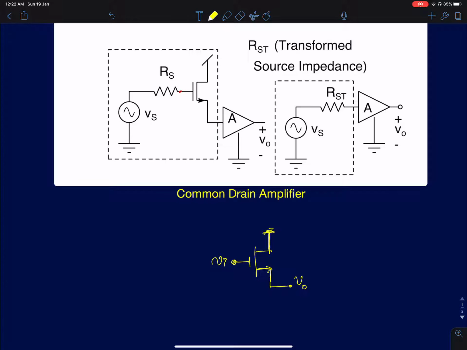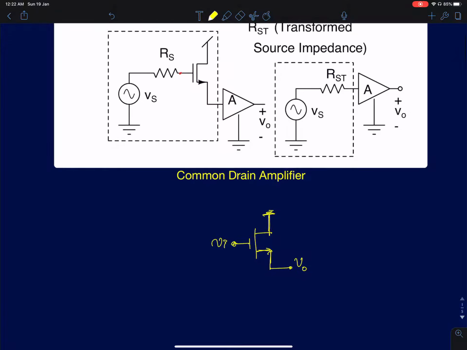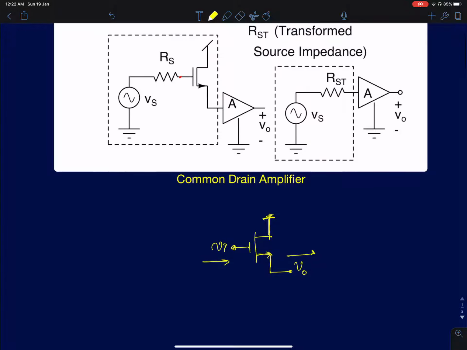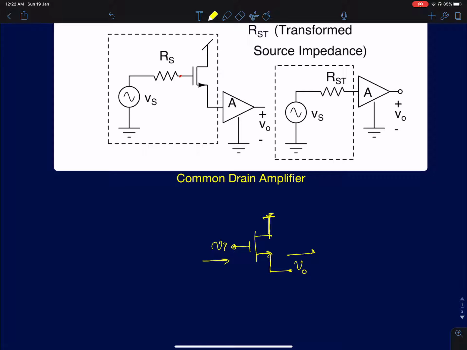Hi everyone. In this lecture, we'll discuss the common drain amplifiers. In a common drain amplifier, you apply the input at the gate and the output is at the source. We'll begin the lecture by discussing one of the more popular applications of common drain amplifiers, which is source transformation.